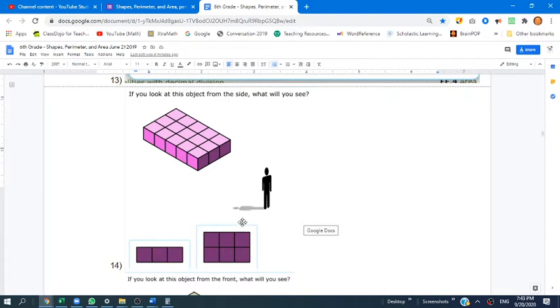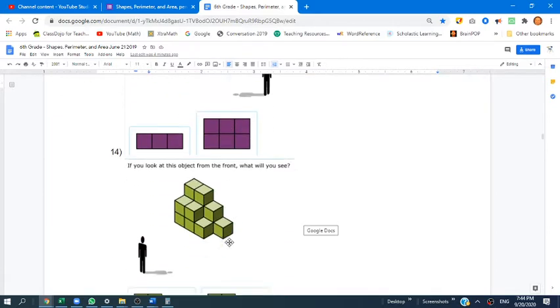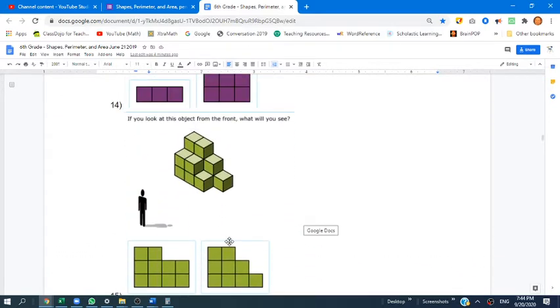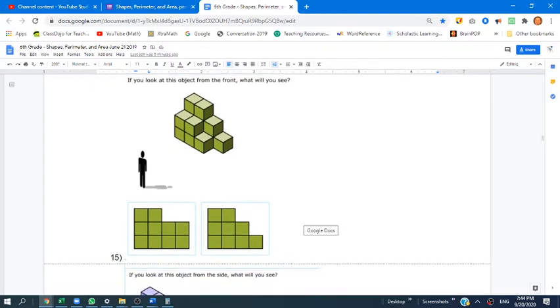Number 14. If you look at this object from the side, so this man is looking at this object from the side, what will you see? The first figure or the second figure? Number 15. If you look at this object from the front, what will you see? So he's looking at it from the front. What will you see? The first figure or the second figure?